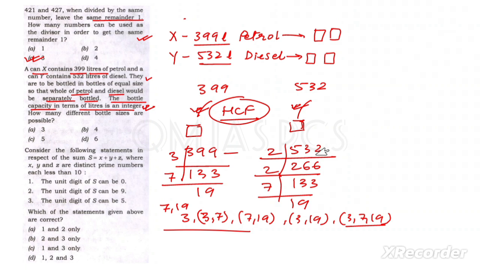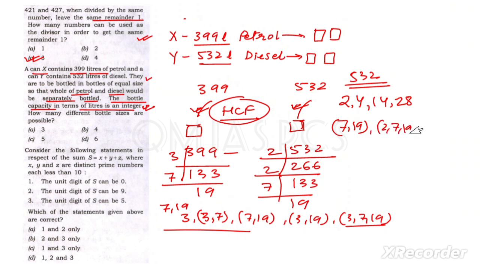For 532, what are the factors? We can write 2, we can write 4, 2 and 2, that is 4, then 2 and 7, that is 14, then 4 into 7, that is 28. Then we can write 7 and 19, then 2, 7, 19, and finally 4, 7 and 19. All together that is 532. Maybe I have left out something, you can comment, I can make mistakes.